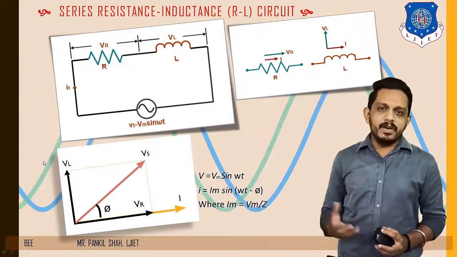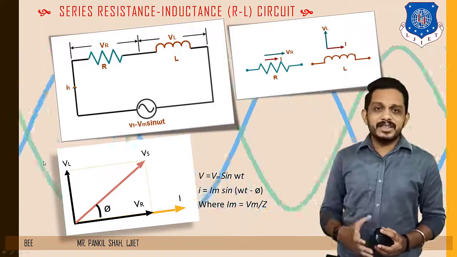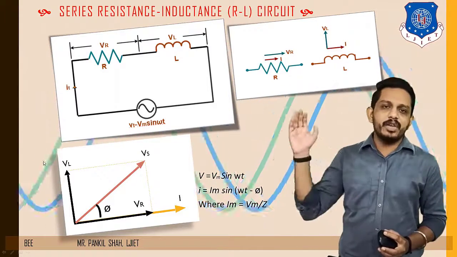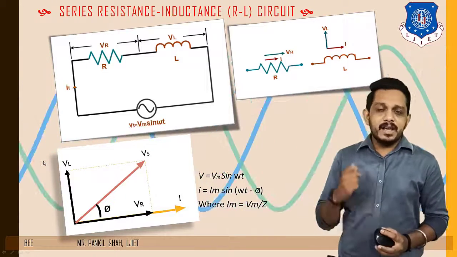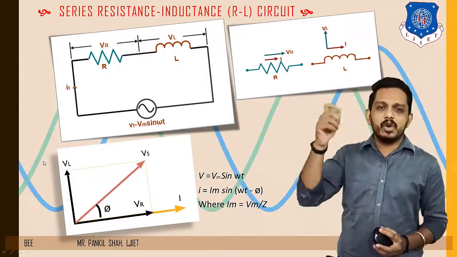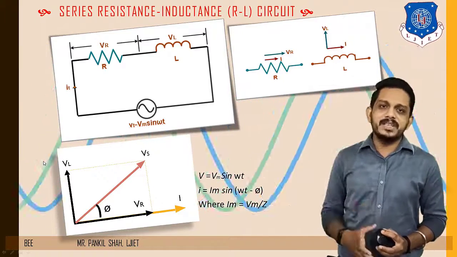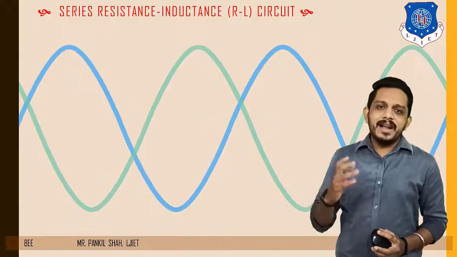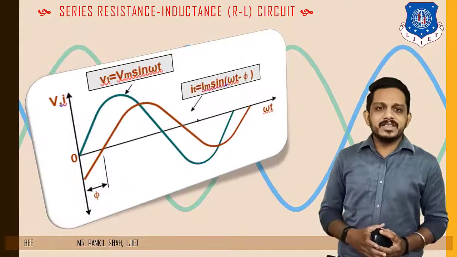So the phase angle between voltage and current is 5 degree, where Im is nothing but the maximum current flowing through this series circuit, and its equation is Im equals Vm by Z, where Z is known as the impedance of this circuit. So this was the vector diagram of the series RL circuit. Now let's see the waveform of the series RL circuit.